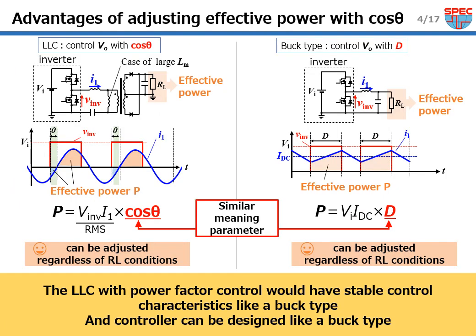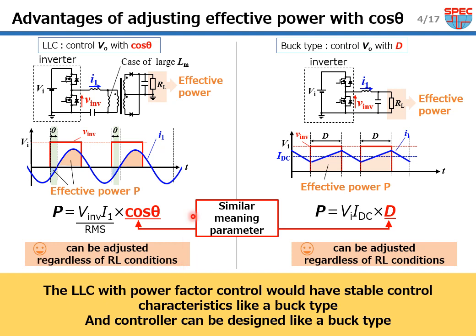Next, I explain the advantages of adjusting effective power with cos theta. In the case of an LLC, controlling cos theta shifts the phase angle theta, which also changes the effective power. Accordingly, the effective power P is expressed by this equation. In other words, effective power can be adjusted regardless of RL conditions with cos theta.